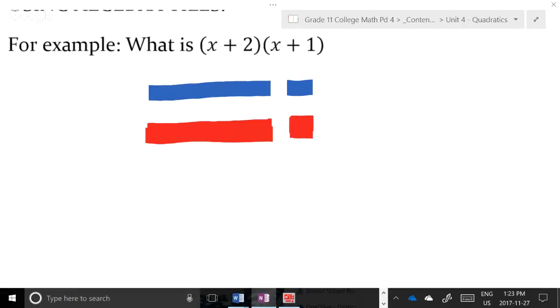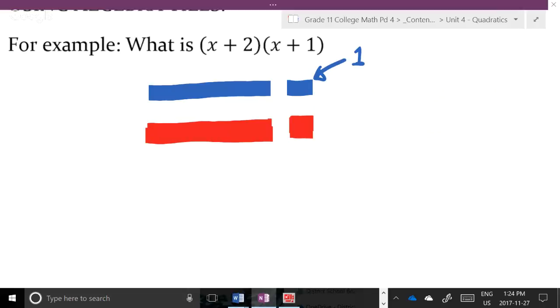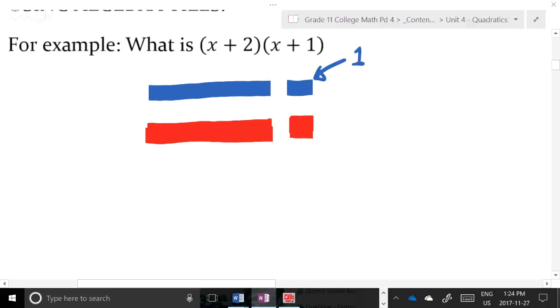The basic idea is this. This blue tile represents just one number. By the way, if I wanted to represent the number 3, what would I need? 3 of those. Does that make sense? What is the red single tile then? Very good. It is -1.